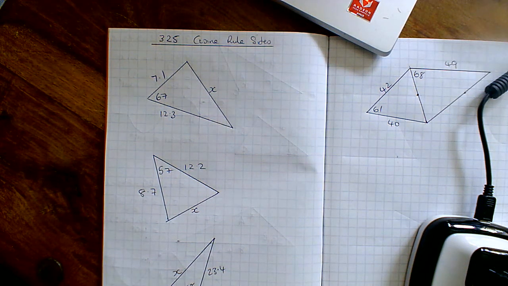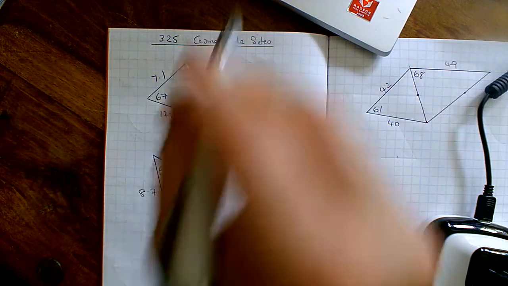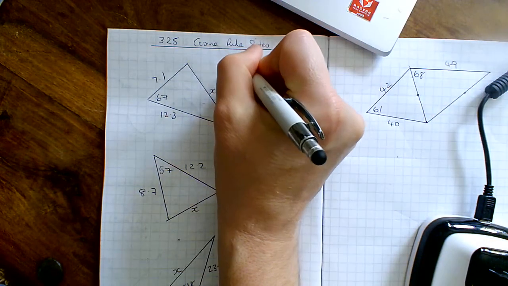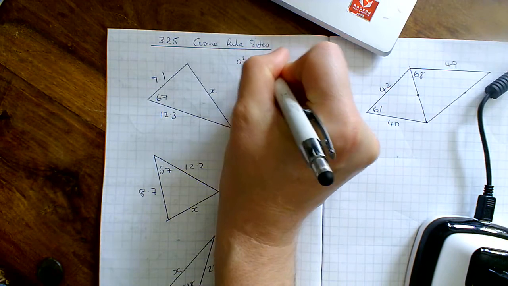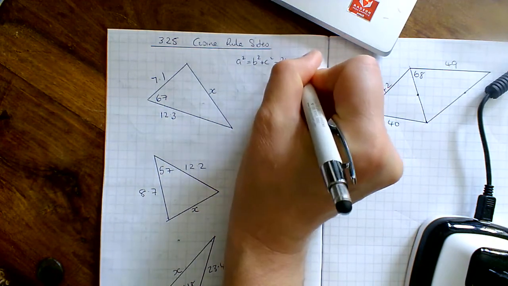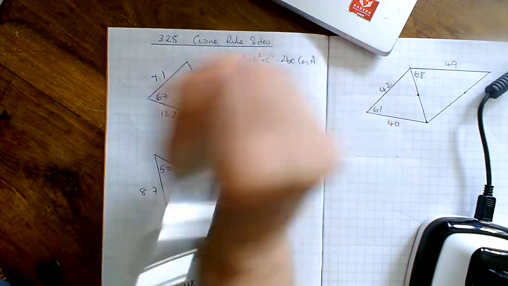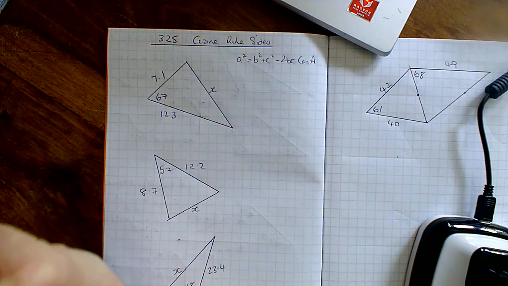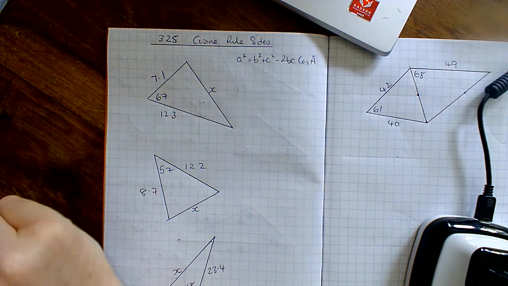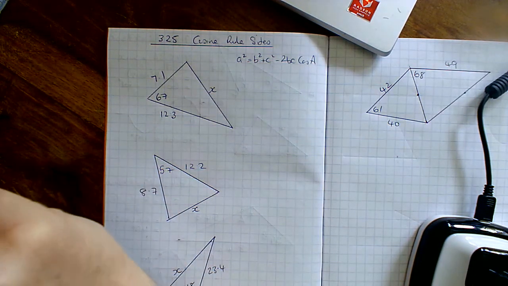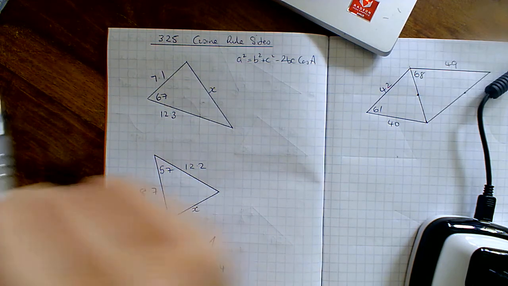Okay, here we go. This is task 325, cosine rule sides. Now the cosine rule is a squared equals b squared plus c squared minus 2bc cos A. Okay, and that's just a rule that you just have to learn. There's no way around that one. Fairly easy to use once you just stick the numbers in.